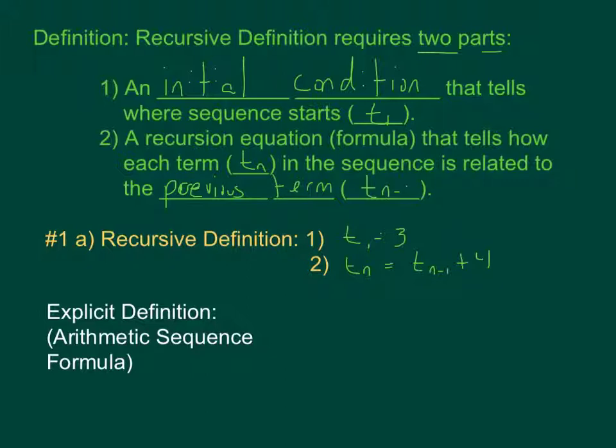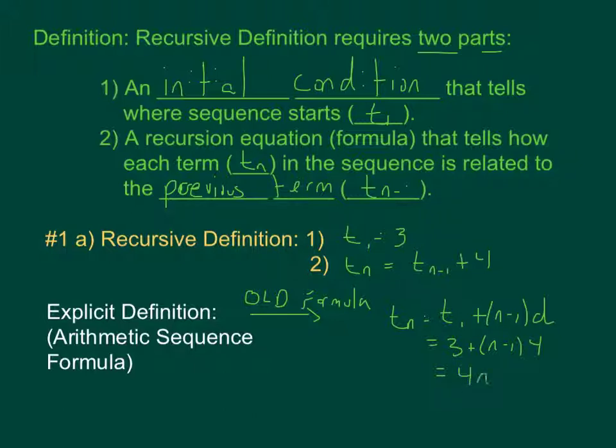Now, that was what we used in the example at the beginning of the video. Now, if you'd wanted to write an explicit definition, then you would use the formula from Section 1, the old formula. Tn equals the first term plus n minus 1 times d. Hopefully that looks familiar. In this case, the first term is 3 plus n minus 1 times the difference of 4. Distribute the 4, combine like terms, you get 4n minus 1. That is your explicit definition. Just that formula right there.